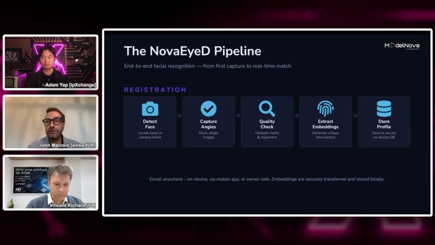The next part is the quality check. We need to make sure when registering that the face isn't obscured, that they're not holding their hand over their face, that the lighting looks good, and that they're not slouched over. All these different things we ensure are happening in our registration pipeline, so that we're getting a good quality face to look at.